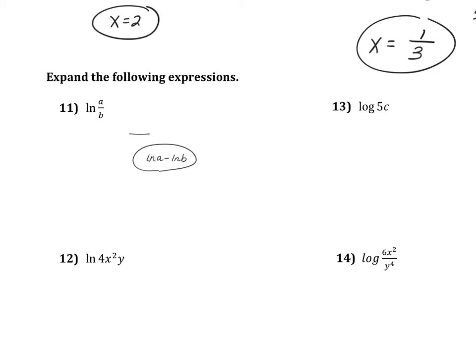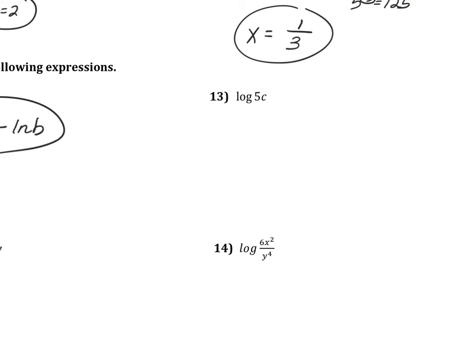So 13 has multiplication going on right here between the 5 and the C. This is multiplication. What does that work backwards as? Addition. When it comes to logarithms, it's addition. So this would be log 5 plus log C. You have to give the word log or ln with both parts. So that's your final answer there.